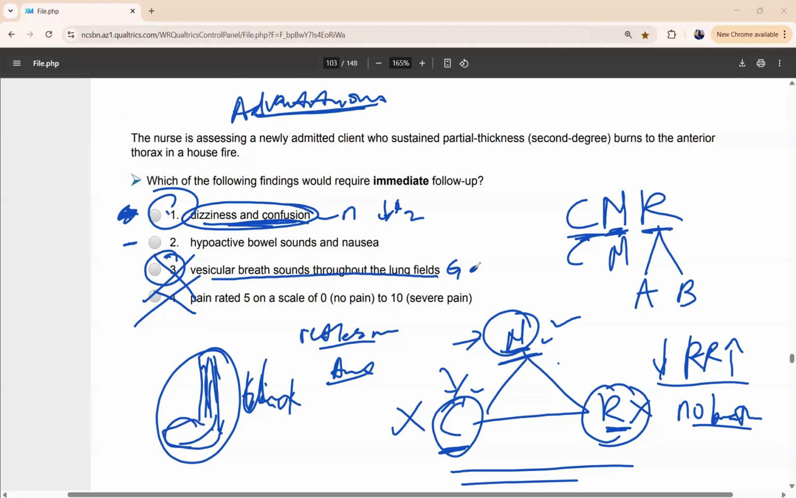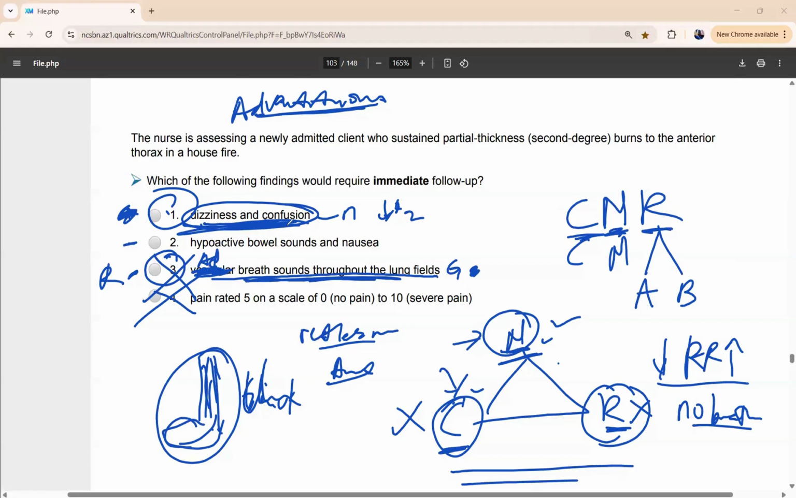It's not that it's not a priority. Let me just restate what I said. If you want to prioritize this patient having a respiratory problem, and this is adventitious, and then this is dizziness and confusion, this can still wait because it has not yet started affecting the neuro, but this cannot wait because it has started affecting the neuro.